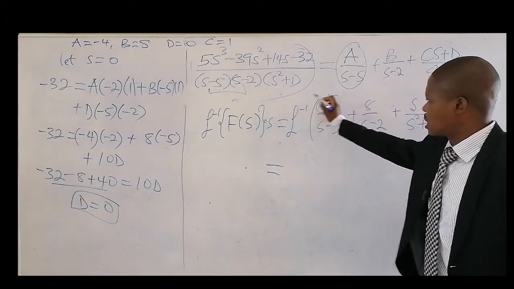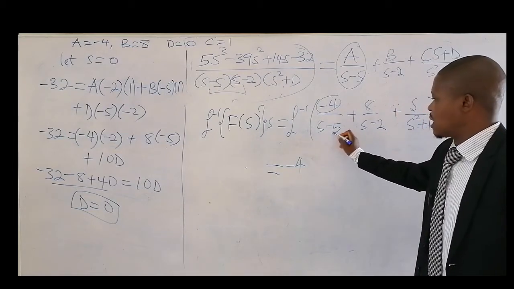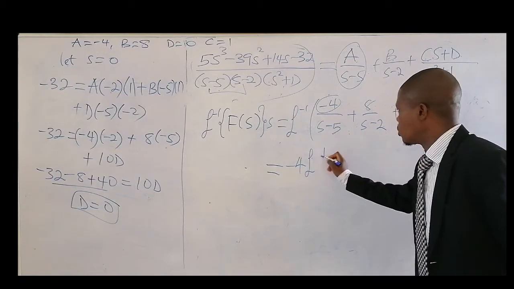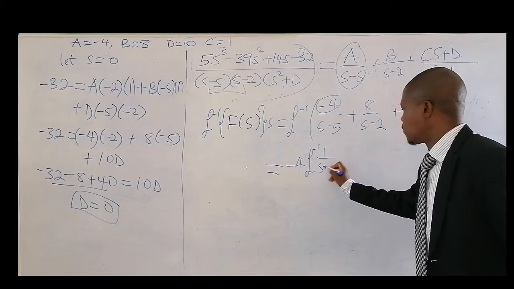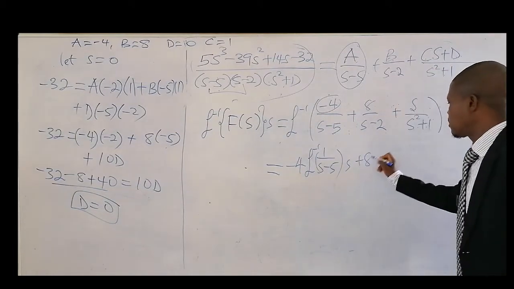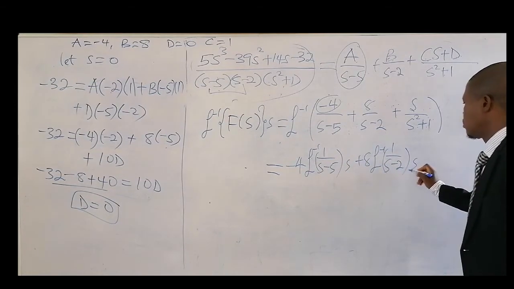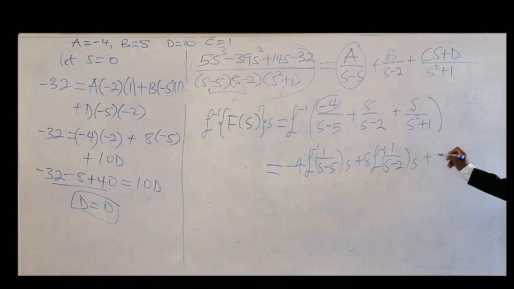You can take this minus 4 outside the Laplace. And the inverse Laplace of 1 over, that will be this one, 1 over, that's the inverse Laplace of this. Here also, that will be plus 8, inverse Laplace of this. Then the last one, inverse Laplace of x over x squared plus 1.